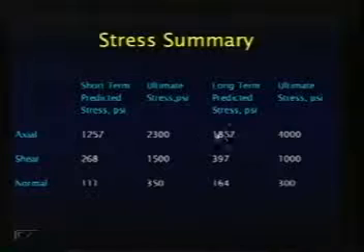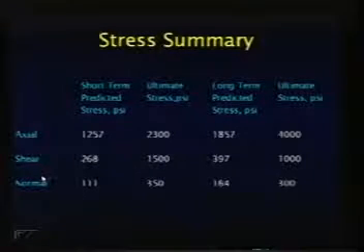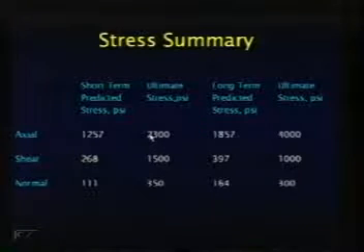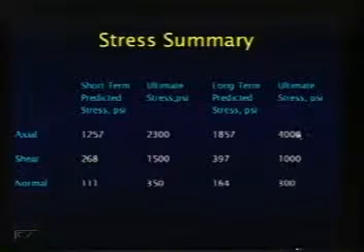The long term was about 1857. We've got two different allowable stresses. The ultimate stress over the short term would be about 2300, but over the long term, about 4000. In both cases, we're okay. Our ultimate stress is greater than the allowable. Same thing for shear. 268 versus 1500, and 397 versus about 1000.